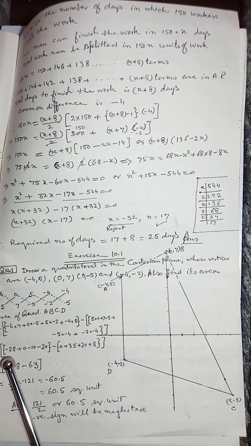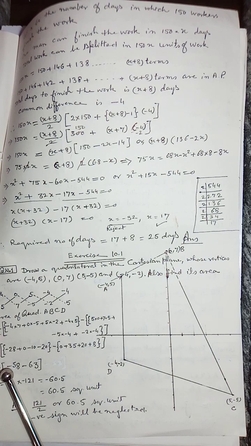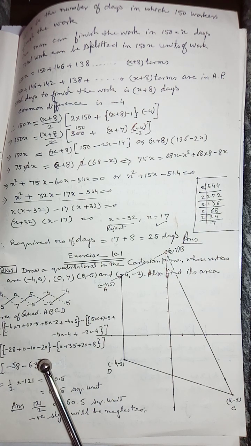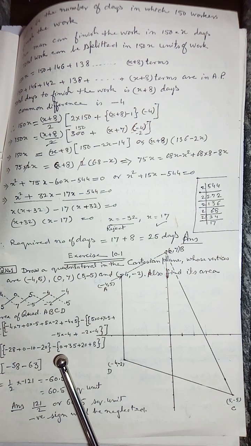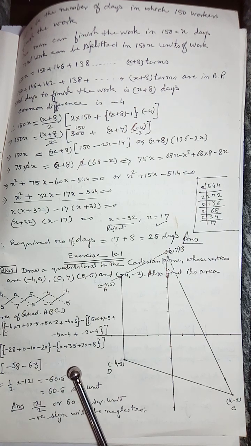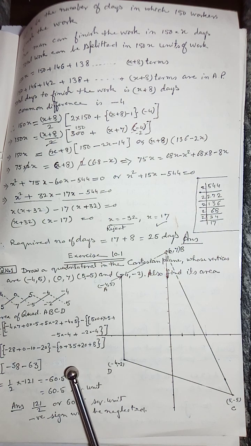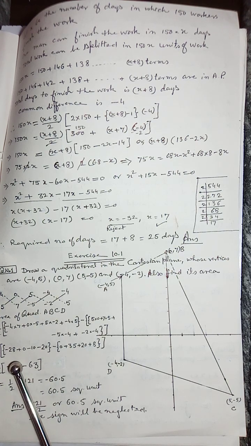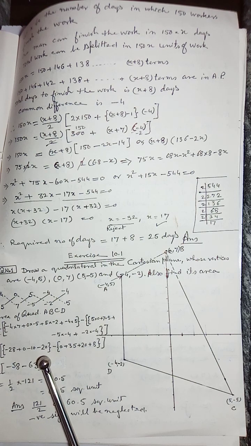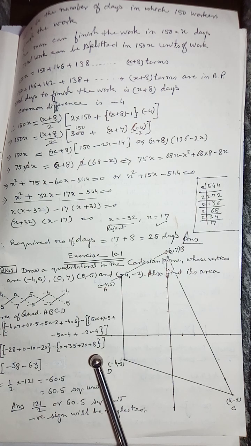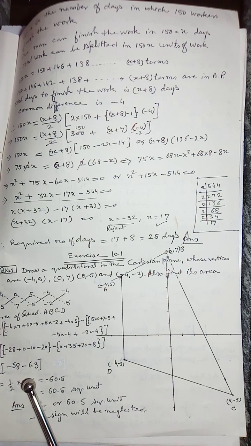Now after solving, we will get 1/2 outside of the bracket, (-28 plus 0 -10 -20) in the first bracket, minus, (35 plus 20 plus 8) in the second bracket. So you see here 28, 10 and 20 will be equal to -58. Here 35 plus 20 plus 8 will be equal to 63.